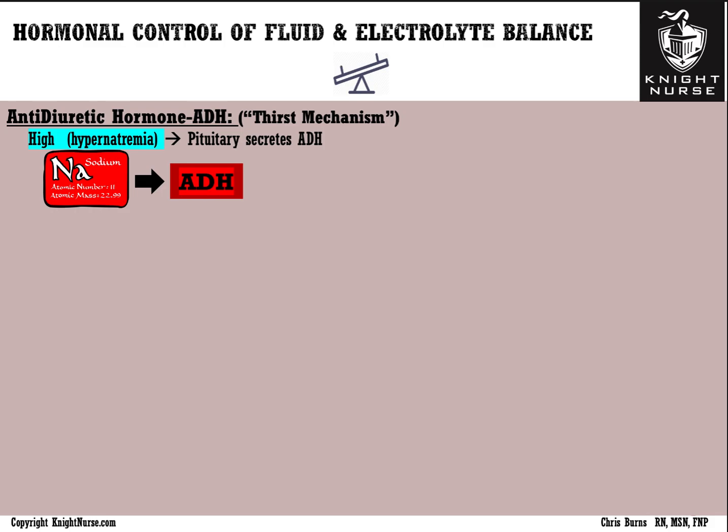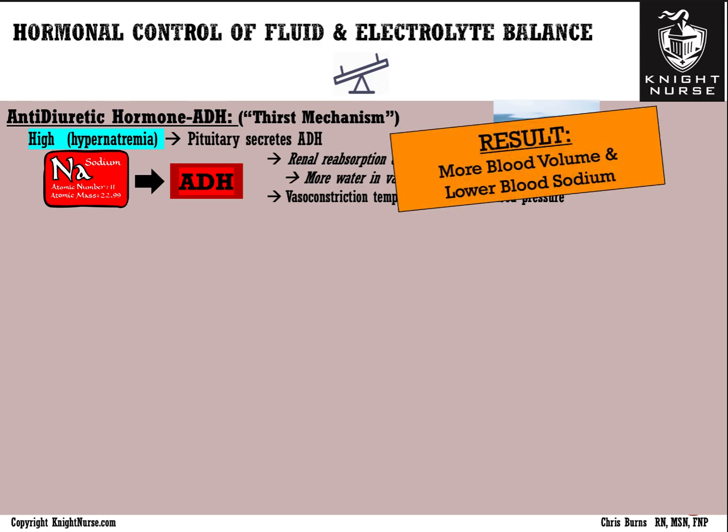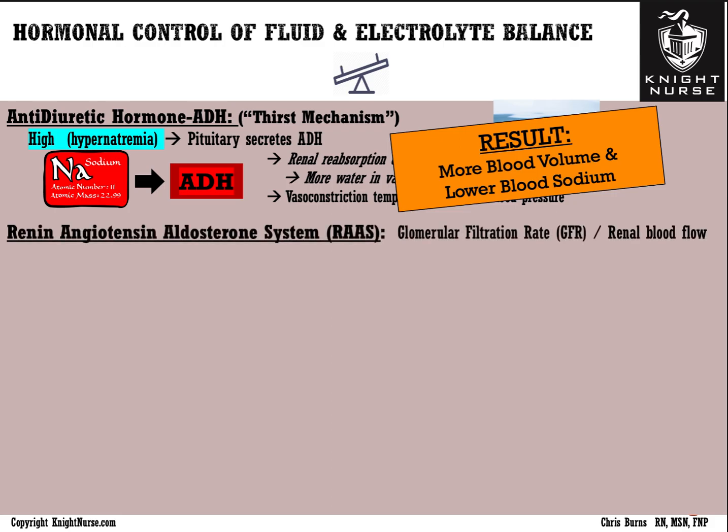Antidiuretic hormone then goes to the kidneys and has the kidneys reabsorb more pure water back into the vascular pipes. This more water in the vascular compartment dilutes the vascular sodium and adds volume. There's also a vasoconstriction component to increase blood pressure. So the result of that is more blood volume and lower blood sodium concentration.